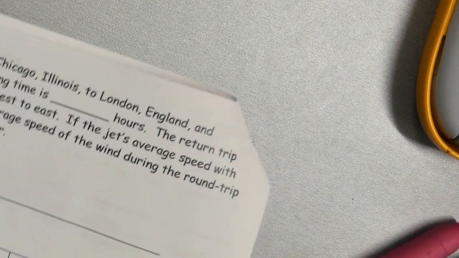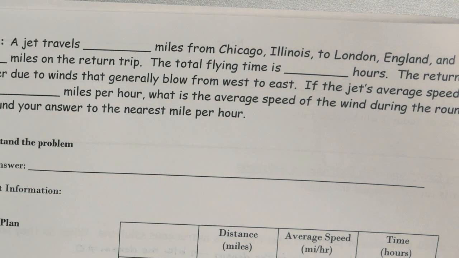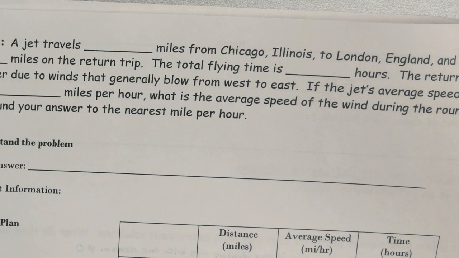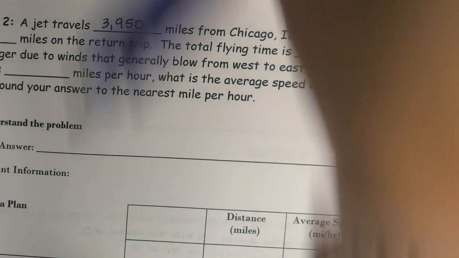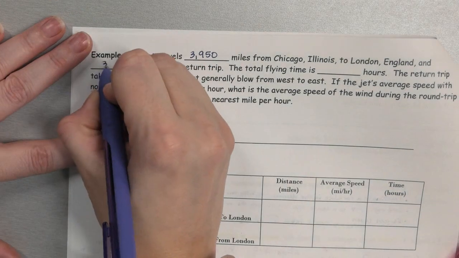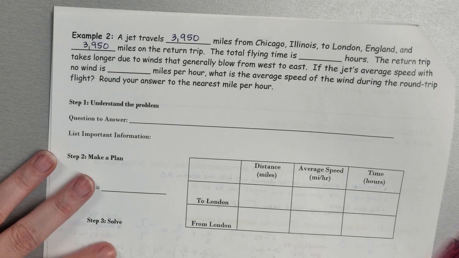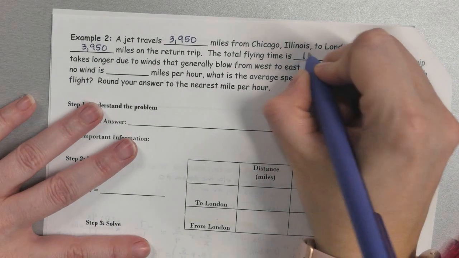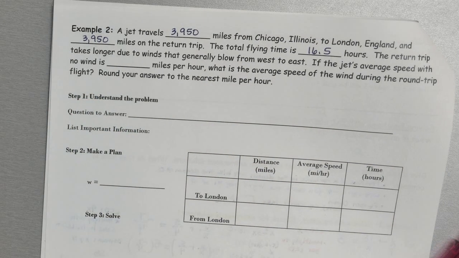Alright, so for this problem, we have a jet. It is going from Chicago to London, and it is traveling 3,950 miles from Chicago to London. Okay, and it's the same amount of miles on the return trip. Same route, same amount of miles. The total flying time is 16 and a half hours. So the total flying time, 16 and a half. Okay? That's there and back.